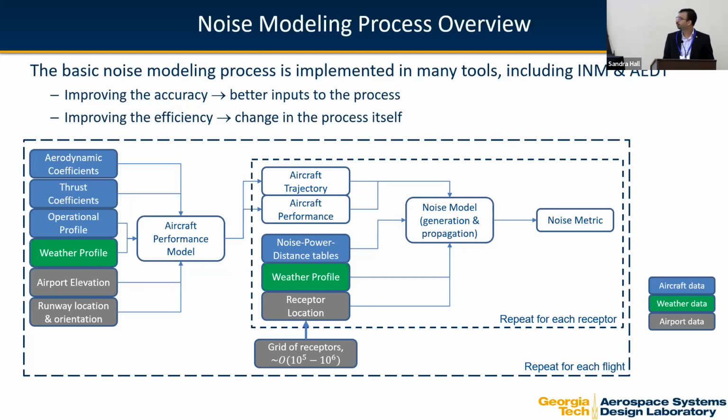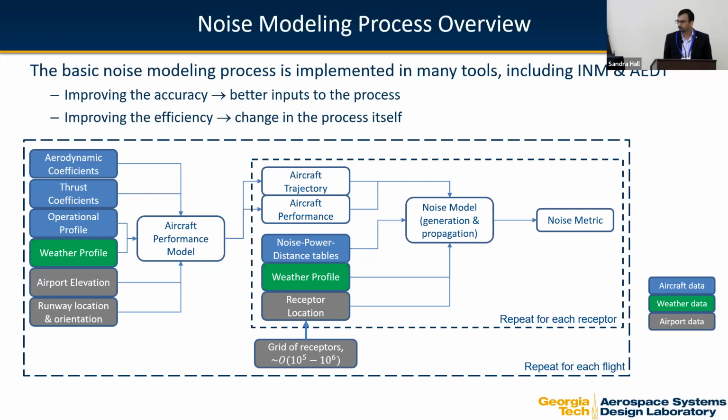So here I've drawn a simplified process of the noise modeling that we go through. Most of you would already know this, but we have to combine data from the aircraft, the airport, as well as ambient weather and such. You feed all of that into an aircraft performance model, which will give you the aircraft trajectory and performance parameters such as speed and thrust. And then you use both of those along with some additional data, put that into a noise model that can do your generation and propagation, and you'd end up with a noise metric.